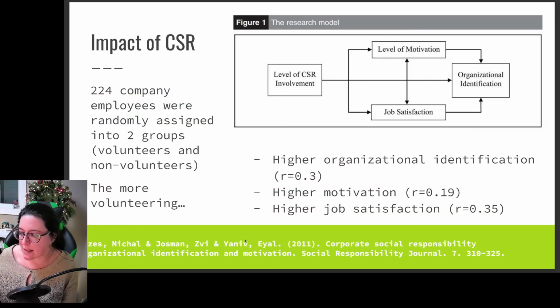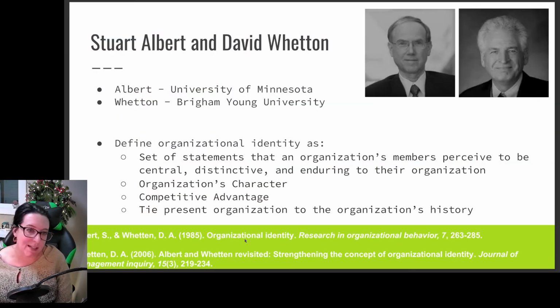So what we find is that organizations that are involved in corporate social responsibility, so the entire organization, all the employees, the more they are engaged in those philanthropic opportunities, the higher levels of the CSR pyramid, the more they are going to identify with the organization, the more they are going to be satisfied in being a part of the organization, and the more motivated they're going to be. So it's that corporate social responsibility that creates that organizational identity for many organizations.